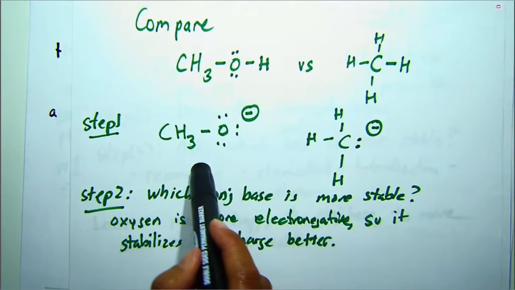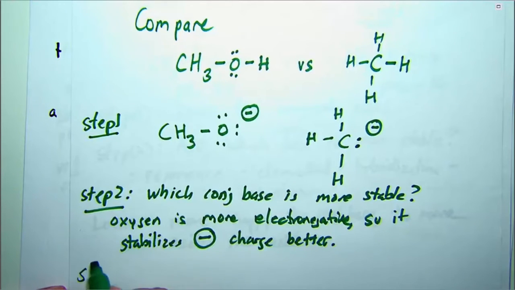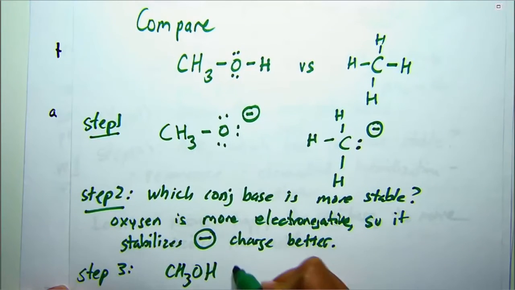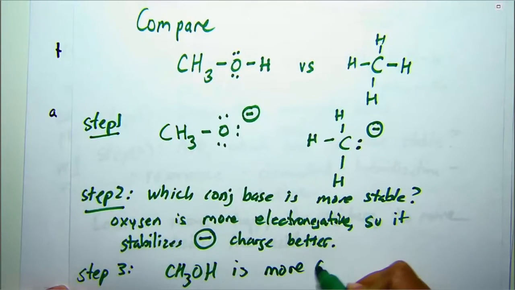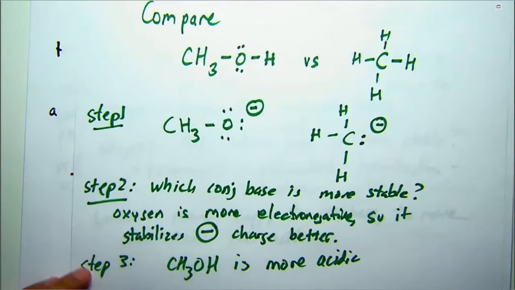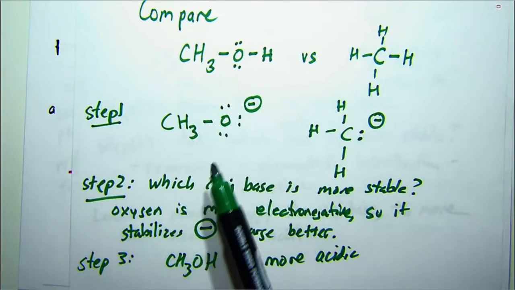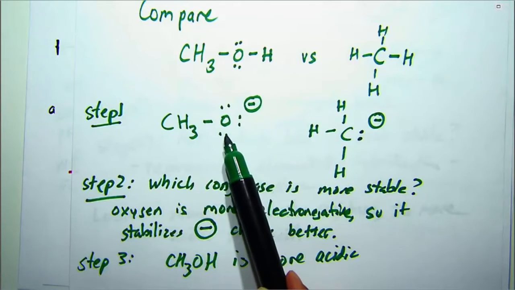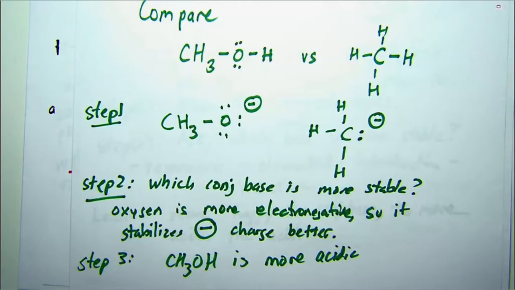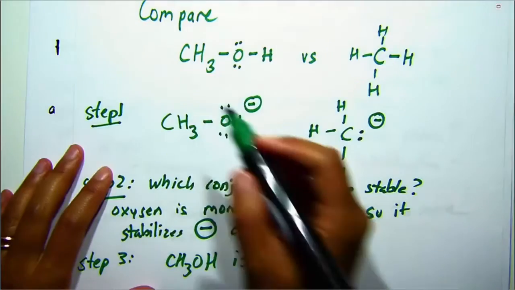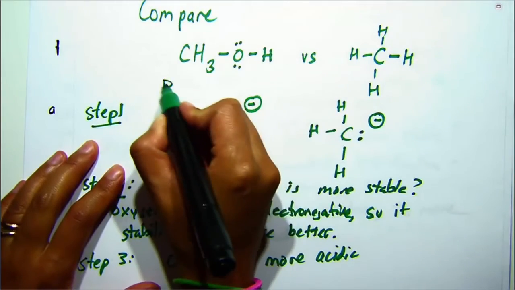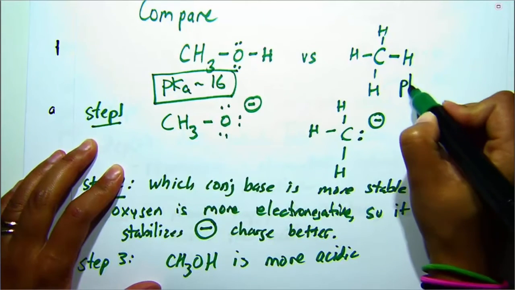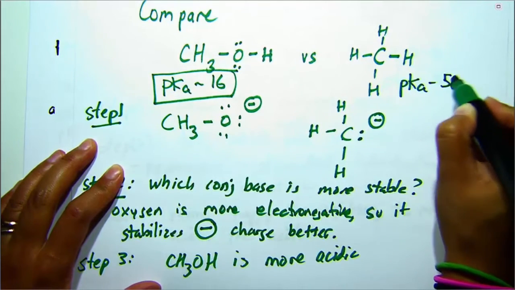And so the logic here would be to say in step three, methanol is more acidic. Okay, so that's the elemental effect. You actually compare the element that the negative charge is on, so oxygen versus carbon. Now, these pKa values are pretty dramatic. Here the pKa of methanol is about 16, and this is a super weak acid, pKa of 50.